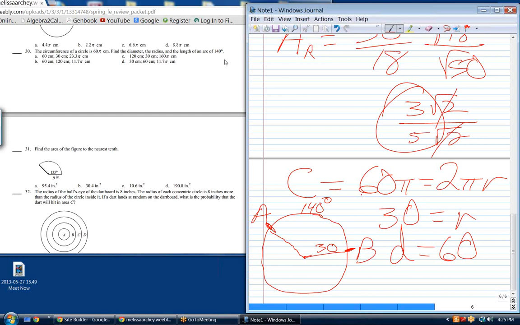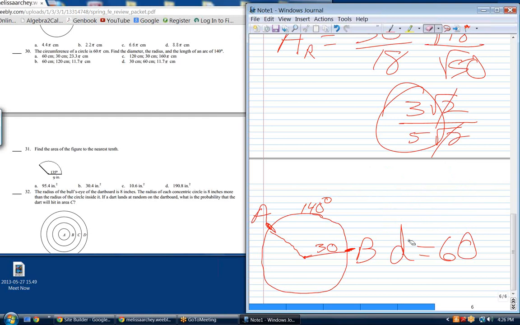Would it be 110? No. Well, where'd you get 110 from? 110 plus 30 would give you 140, but no, 30 is the radius. That's not an angle. Right, it was a shot in the dark there. Would it be 60 as well, because they're both radiuses?